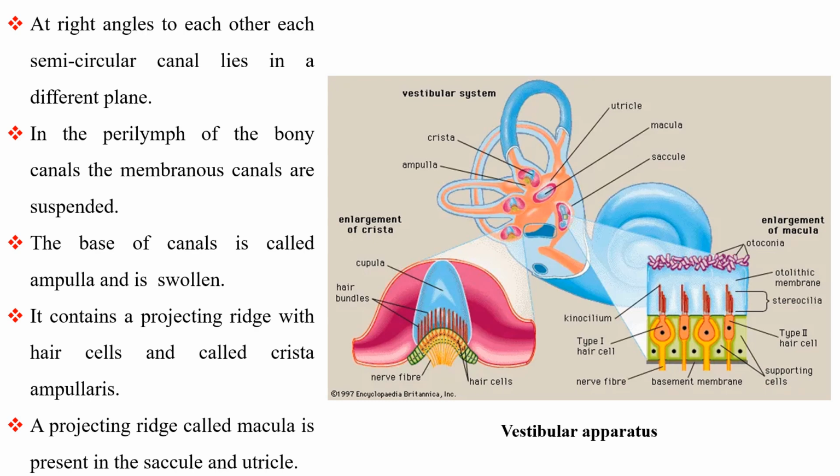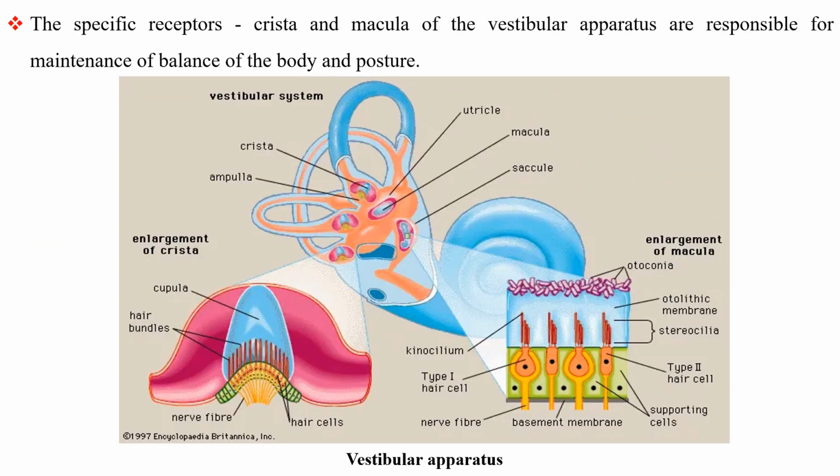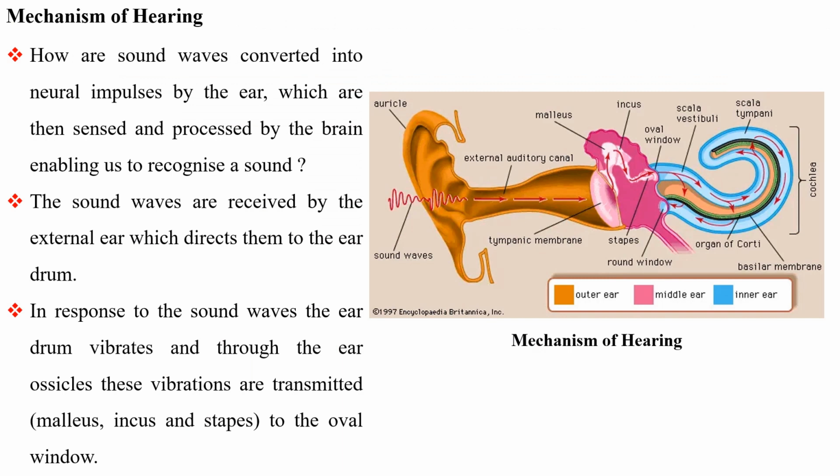The base of canals is called ampulla and is swollen. It contains a projecting ridge with hair cells and called crista ampullaris. A projecting ridge called macula is present in the saccule and the utricle. The specific receptors, crista and macula, of the vestibular apparatus are responsible for the maintenance of balance of the body and posture. Mechanism of hearing.